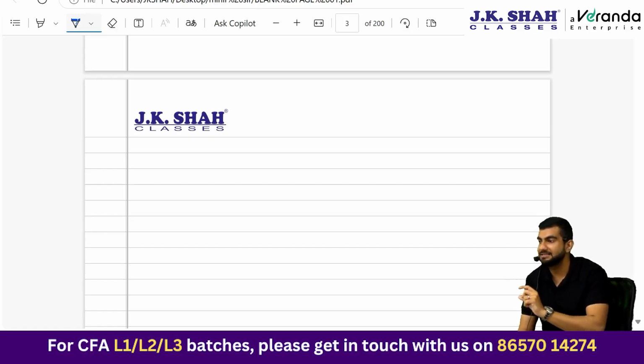All the current assets and operating cash flow have what sort of relation? Inverse relation. All current liabilities and operating cash flow have direct relation. Please strictly follow this shortcut only in case of indirect method.